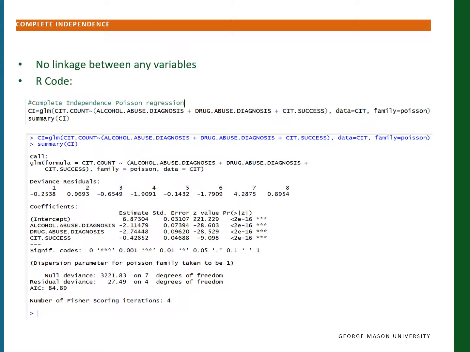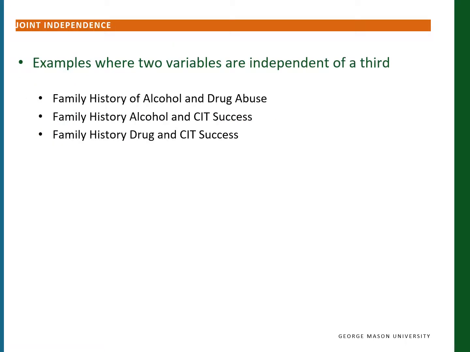Here is our first regression. No linkage between any variables. Complete independence Poisson regression. As you can see, both the input code and the output. Next, we will run 3 more regressions, looking at family history of alcohol and drug abuse, family history, alcohol and CIT success, family history, drug, and CIT success.